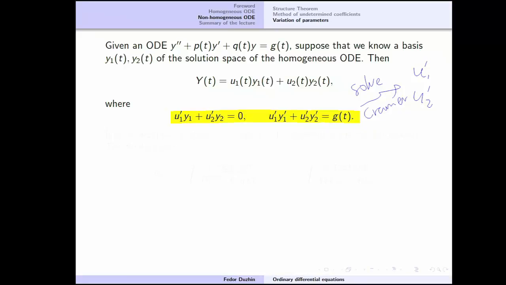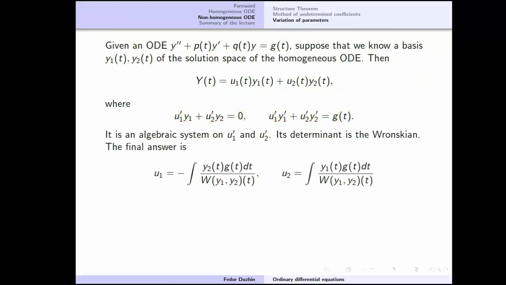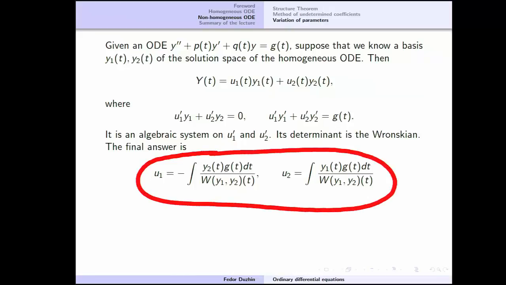So in order to recover the original u1 and u2, you will have to integrate. And then I have prepared the final answer for you. Now, whenever you need to apply the method of variation of parameters, you don't have to go through all the steps again. You can just apply the final formula. That's the final formula.